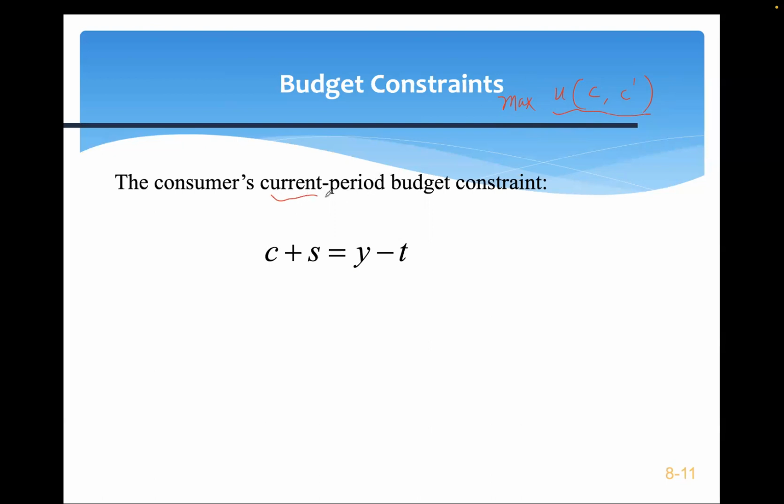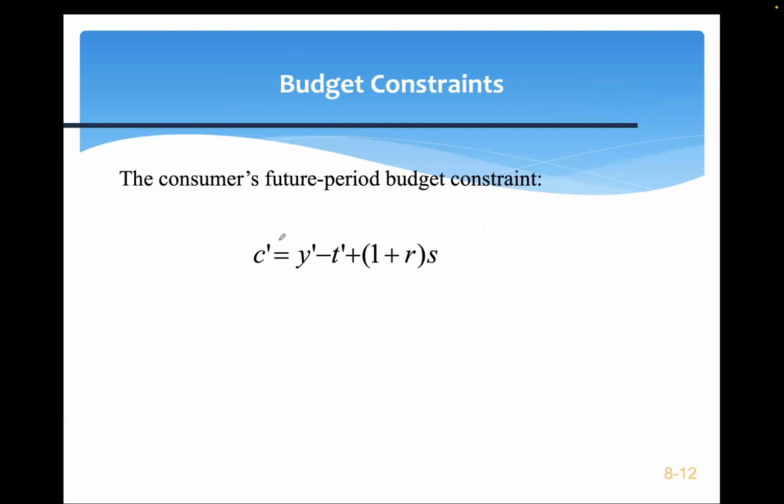In the current period, or the first period, the consumer has a budget constraint as follows. C is consumption today. S is saving. Y is what we already described, their income. And T is the tax the household must pay. Right? Everyone needs to pay tax. Okay, so this is the first period.